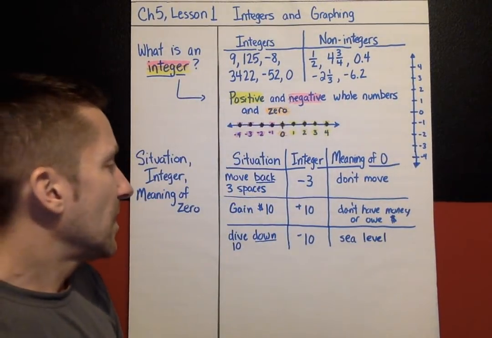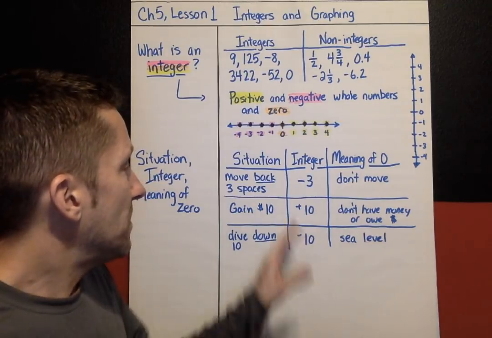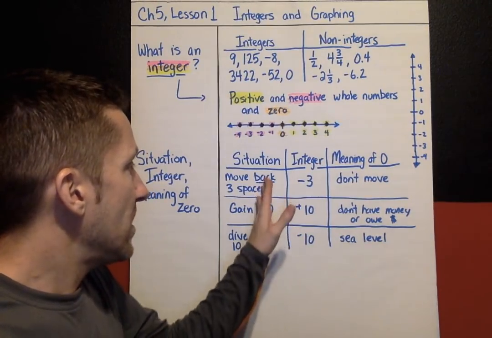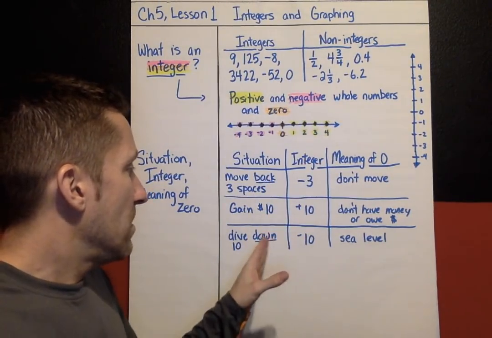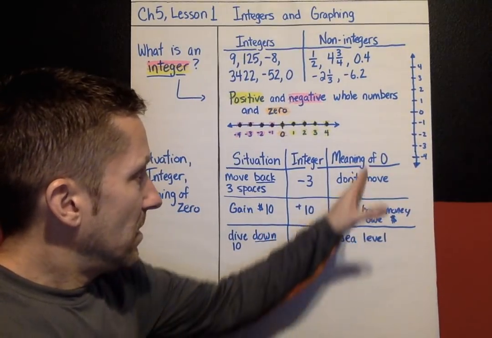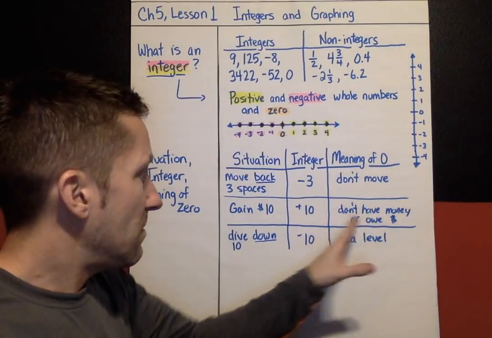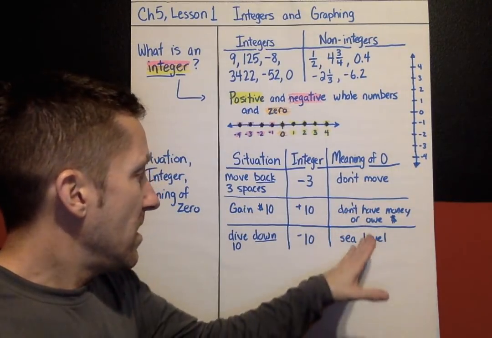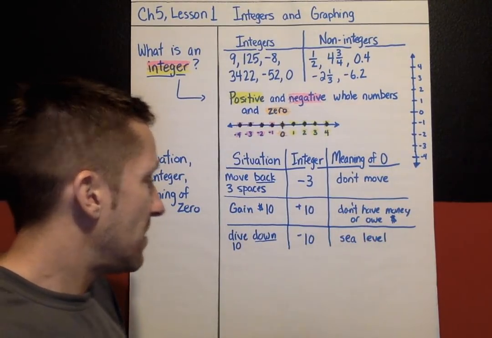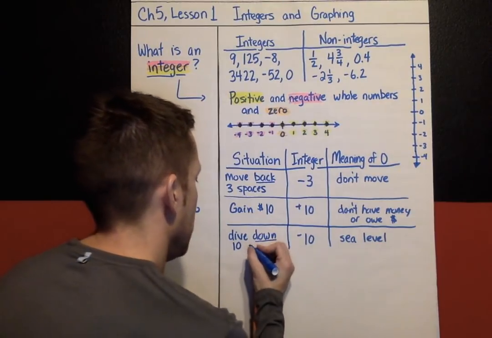Sea level. So, as you can see, depending on the situation, a game, money, sea level, the meaning of 0 changes. Here it meant you don't move. Here it meant you don't have any money, you don't owe any money. In this situation, diving down 10 feet, I should put in the ocean.